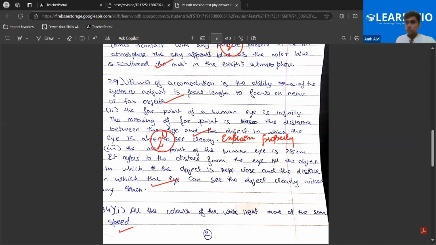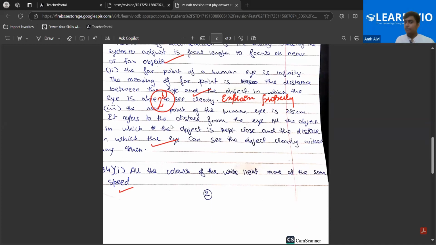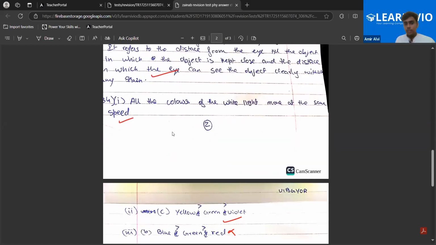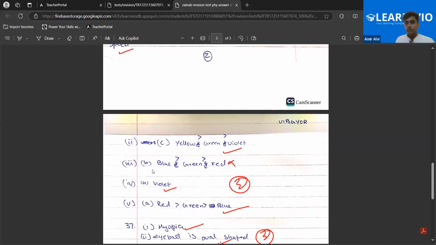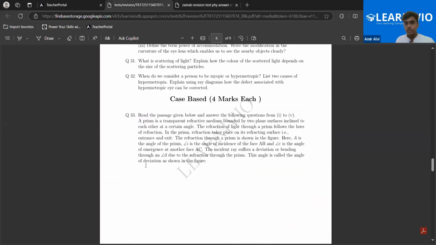So please go through the notes for the definition part again, Zainab. The exam is on Sunday, so you have 2 days. You can still polish your definitions. Same for the near point. Okay, next question is 34. Let's discuss the third question.